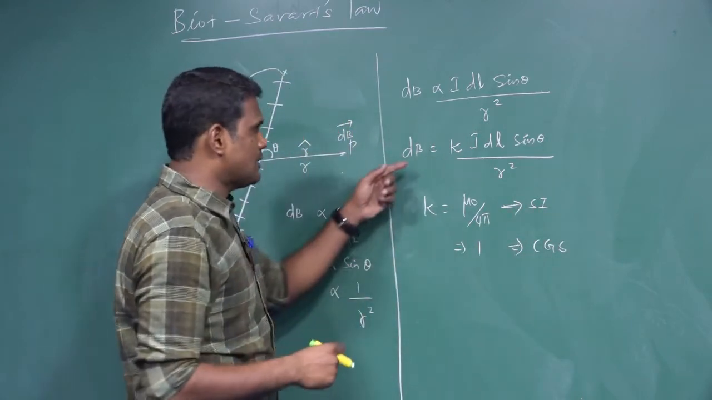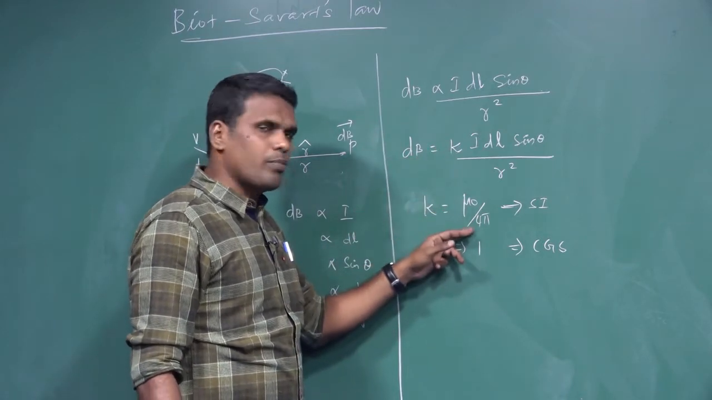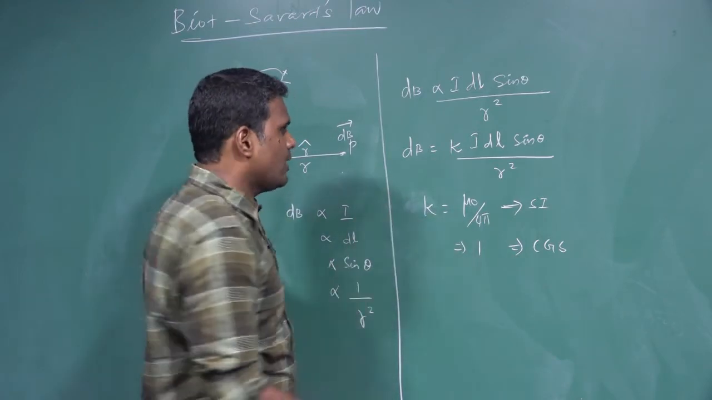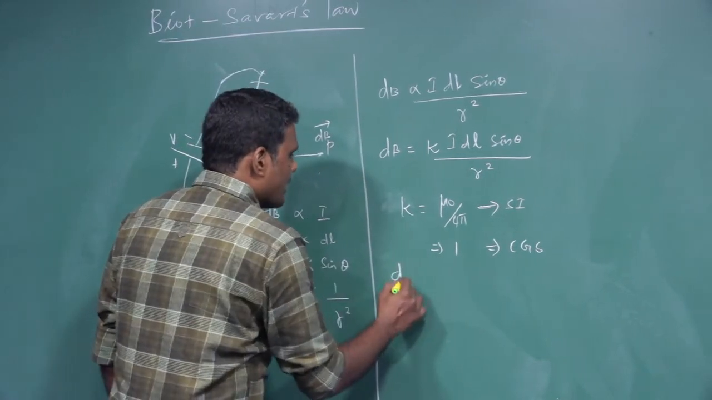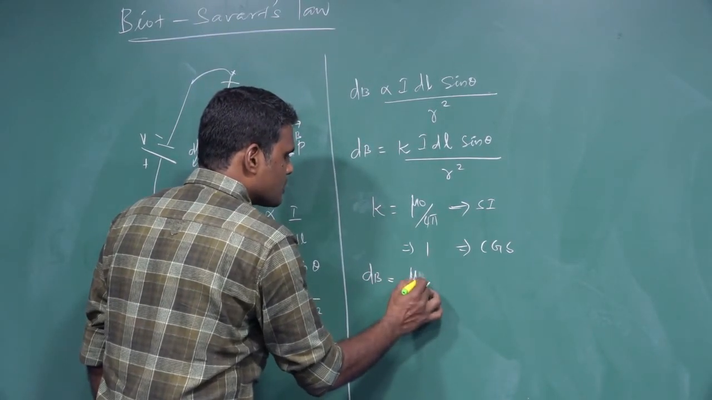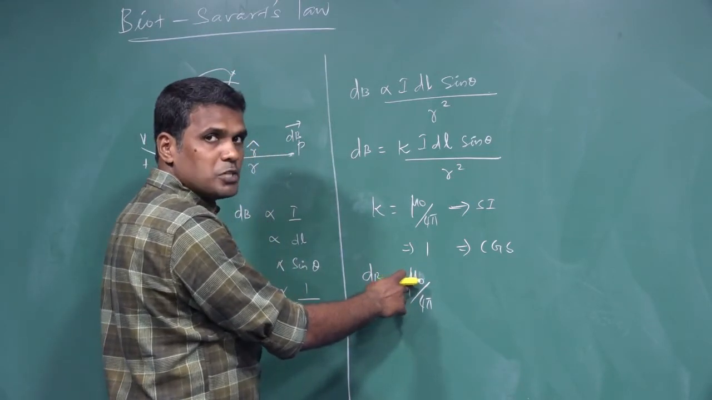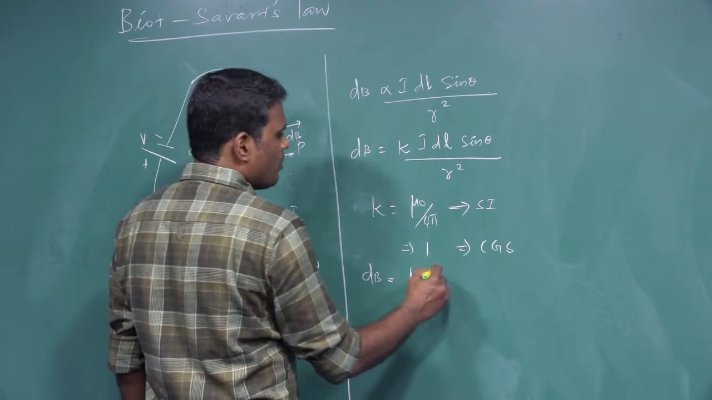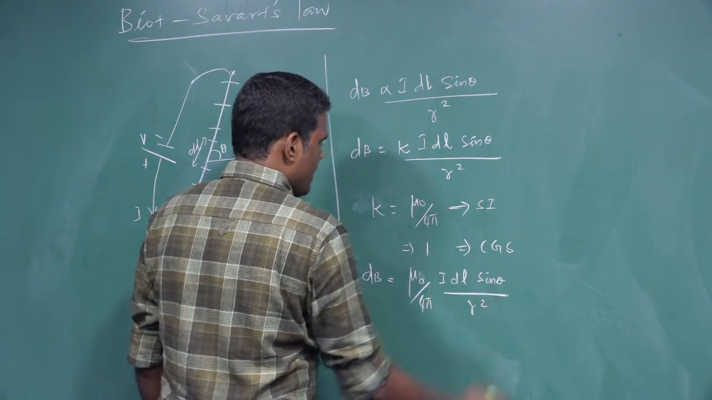So if I am expressing this value of magnitude in terms of SI units, then I have to use the constant as mu naught by 4 pi. In terms of CGS units, I have to use the value of constant k as 1. We are always discussing the fundamentals in terms of SI units. So I can write dB is equal to mu naught divided by 4 pi, where mu naught is the permeability of free space or vacuum, which is 4 pi into 10 power minus 7 Henry per meter. Mu naught by 4 pi I dl sine theta divided by r square.